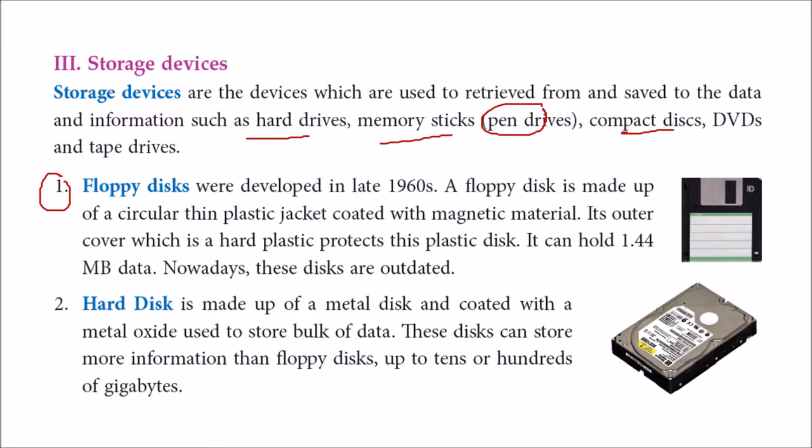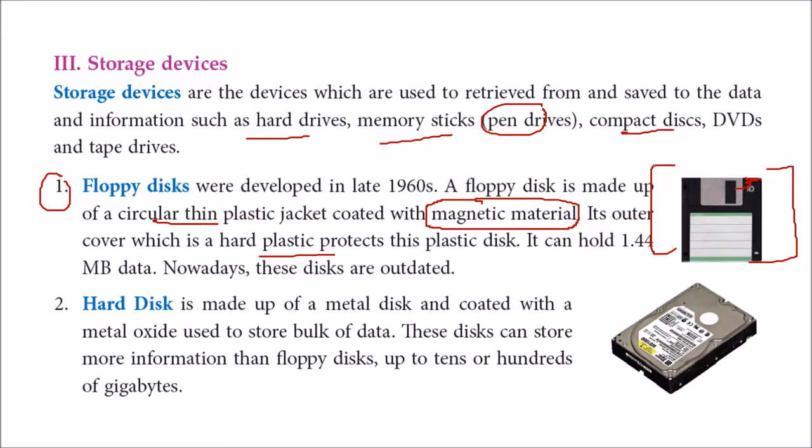The floppy disk was developed in the 1960s. You can see this is the outer casing, which is hard plastic and protects the plastic disc. Inside this you have a circular thin plastic jacket coated with magnetic material which will store the data.